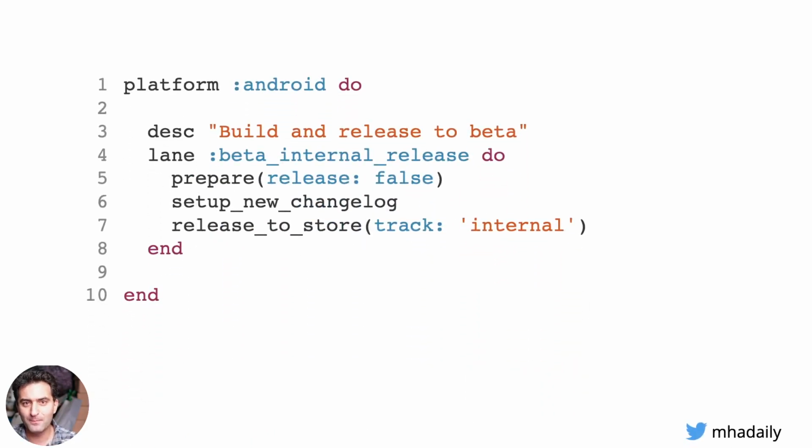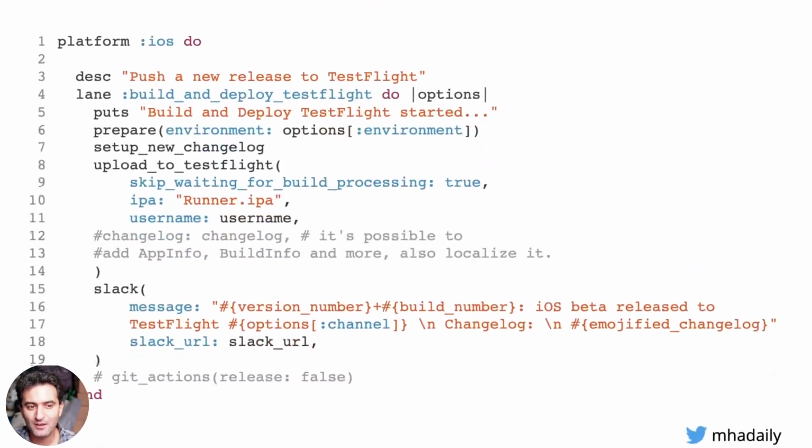Here is an example. A lane can be a composition of several lanes as well. For example, here we're writing a lane for building an internal release for beta testers. So we have a lane of prepare, set up a new changelog, another one, and release to store. You see, these are other lanes inside this lane. They are all common functions, perhaps, that we can reuse for different lanes.